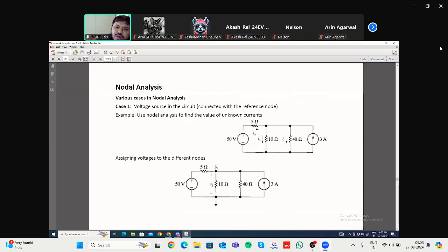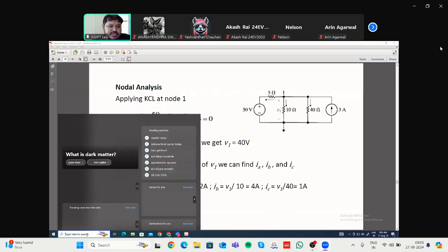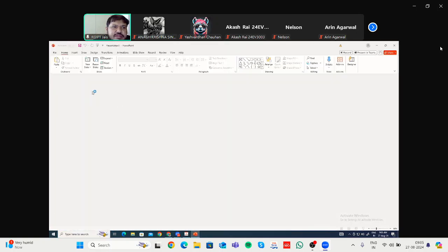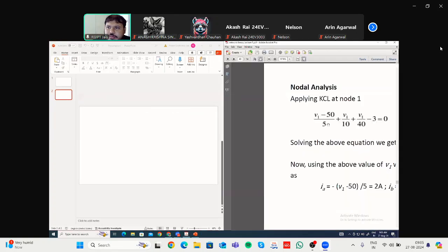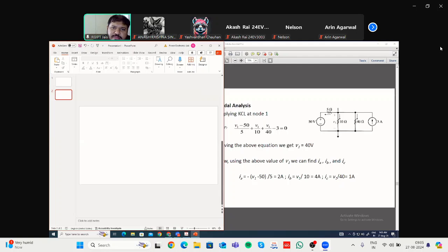This is a single node, node one, and next you have to assign an unknown voltage to this node. You're assigning an unknown voltage V1, let us say. So V1 is unknown, and you're applying KCL at this particular node. Let me write here. Please, whenever you face any doubt, then and there, just raise your queries.